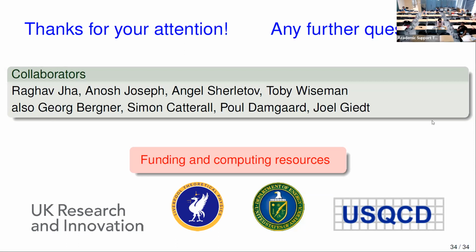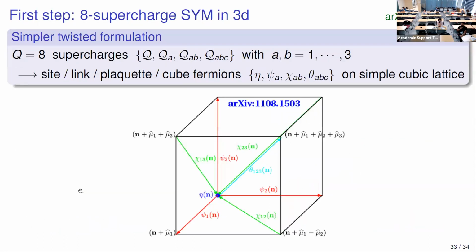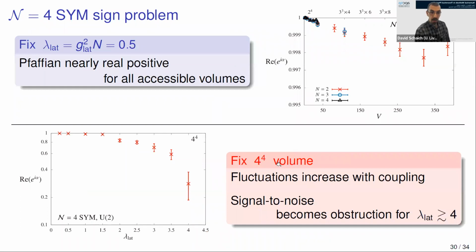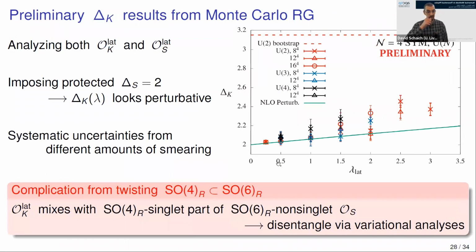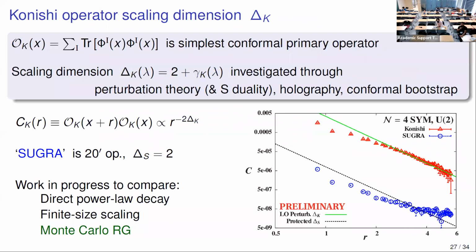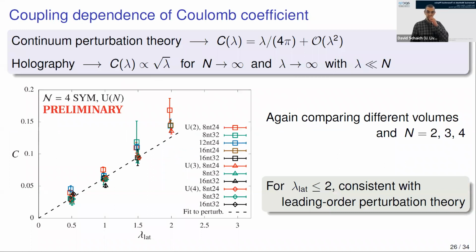So David, on one of the previous slides, you showed lambda lat, the 't Hooft coupling on the lattice. So that shows up in the horizontal axis of plots like this, or this one for the static potential. To make connections with what people have computed from string theory, do we know the conversion between lambda lat and the other lambda?